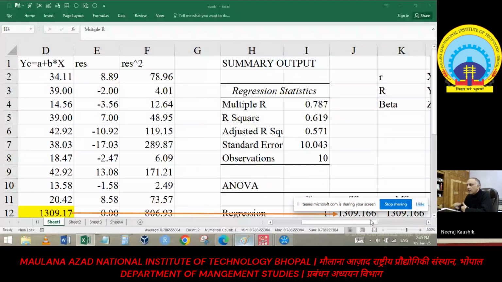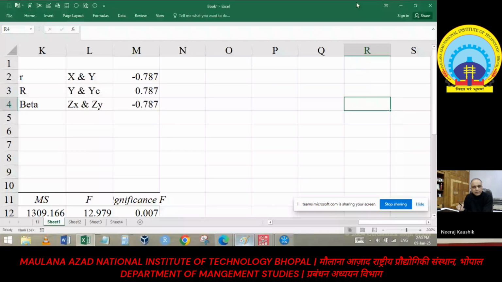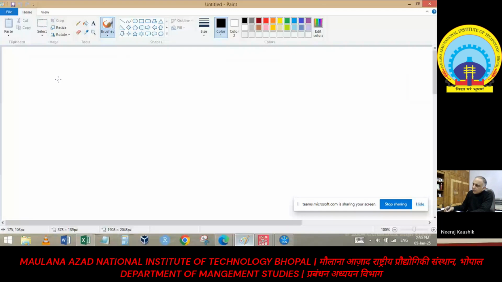However, the capital R will be the same in magnitude, but may not be the same in sign. Just note this thing. Small r and beta will always be the same in magnitude and sign. Capital R will always be the same in magnitude, but it can never be negative. It is always positive. So these three will be the same. Now let me coin a couple of terms here, which will be used later. What is r? r is the relation between x and y.